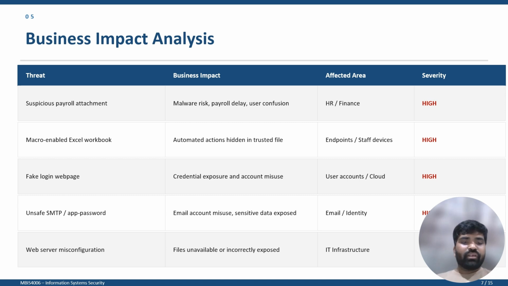threat. We also identified unsafe SMTP or app password configuration as a serious risk because compromised email accounts can expose sensitive organizational data. Finally, web server misconfiguration may expose files or services unintentionally, affecting IT infrastructure and system availability. So overall, this analysis helps prioritize which cybersecurity risks require the strongest prevention and recovery controls.